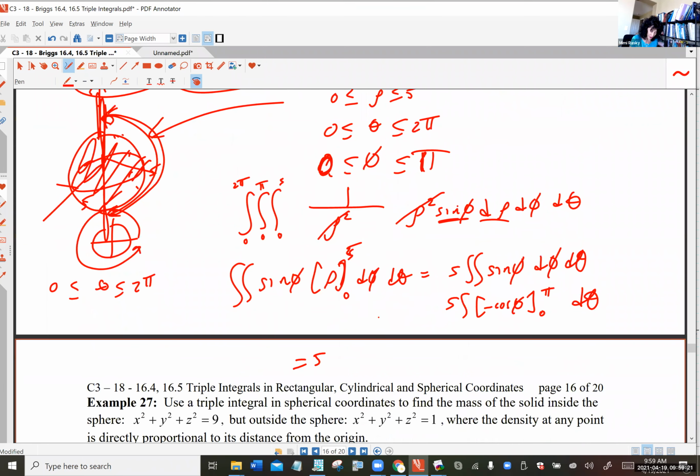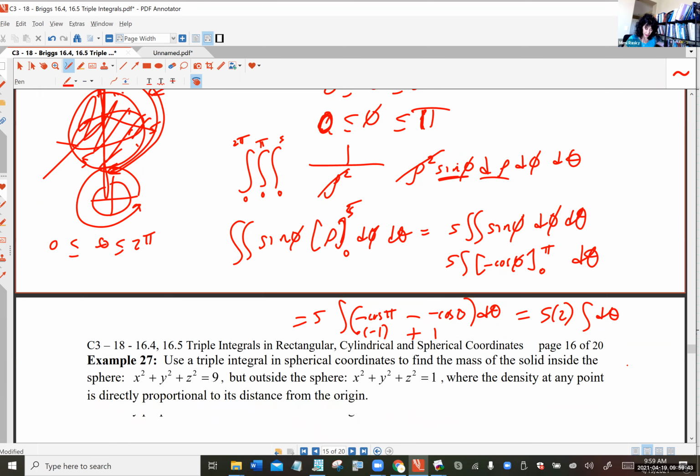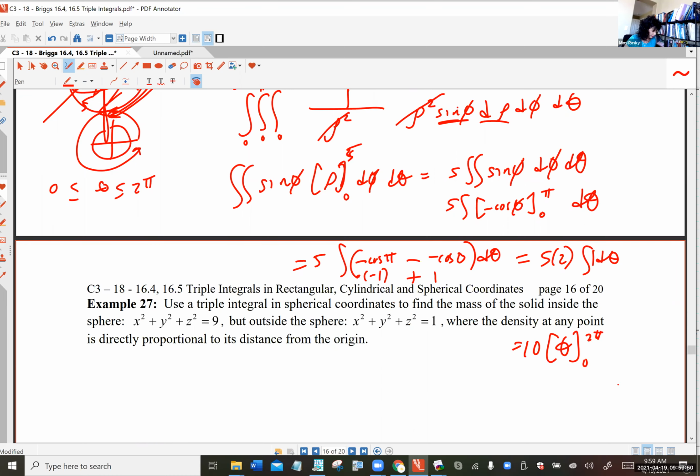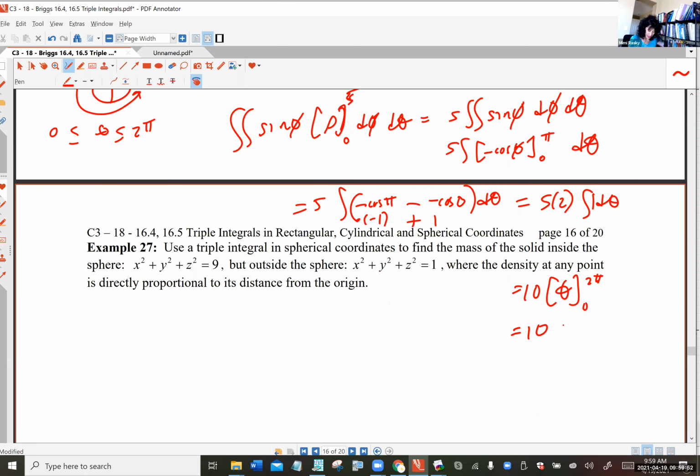Fine. So what's that going to be? Well, what's negative cos pi minus negative cos 0? Negative negative 1 plus 1. Well, that's 1 plus 1, which is 2. So I'm going to pull a 2 out in front of the last integral, and now you're just going to integrate basically 1 with respect to theta, but that's just going to be theta, and theta is going from 0 to 2 pi. So this is just going to be 10 times 2 pi. Final answer, 20 pi.